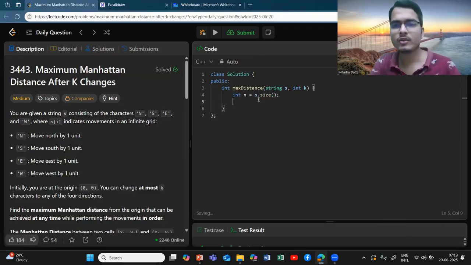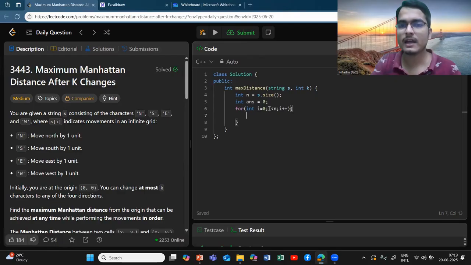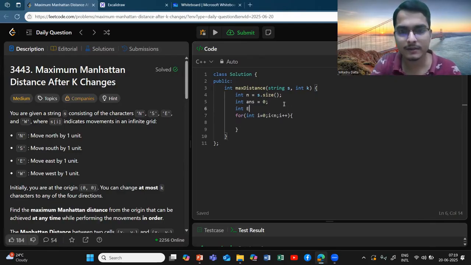You have k, and every time you go through the string. You have an answer variable. You go to each element of the string, and let's say you have 4 variables: east, west, north, and south. So you just count every one of them.